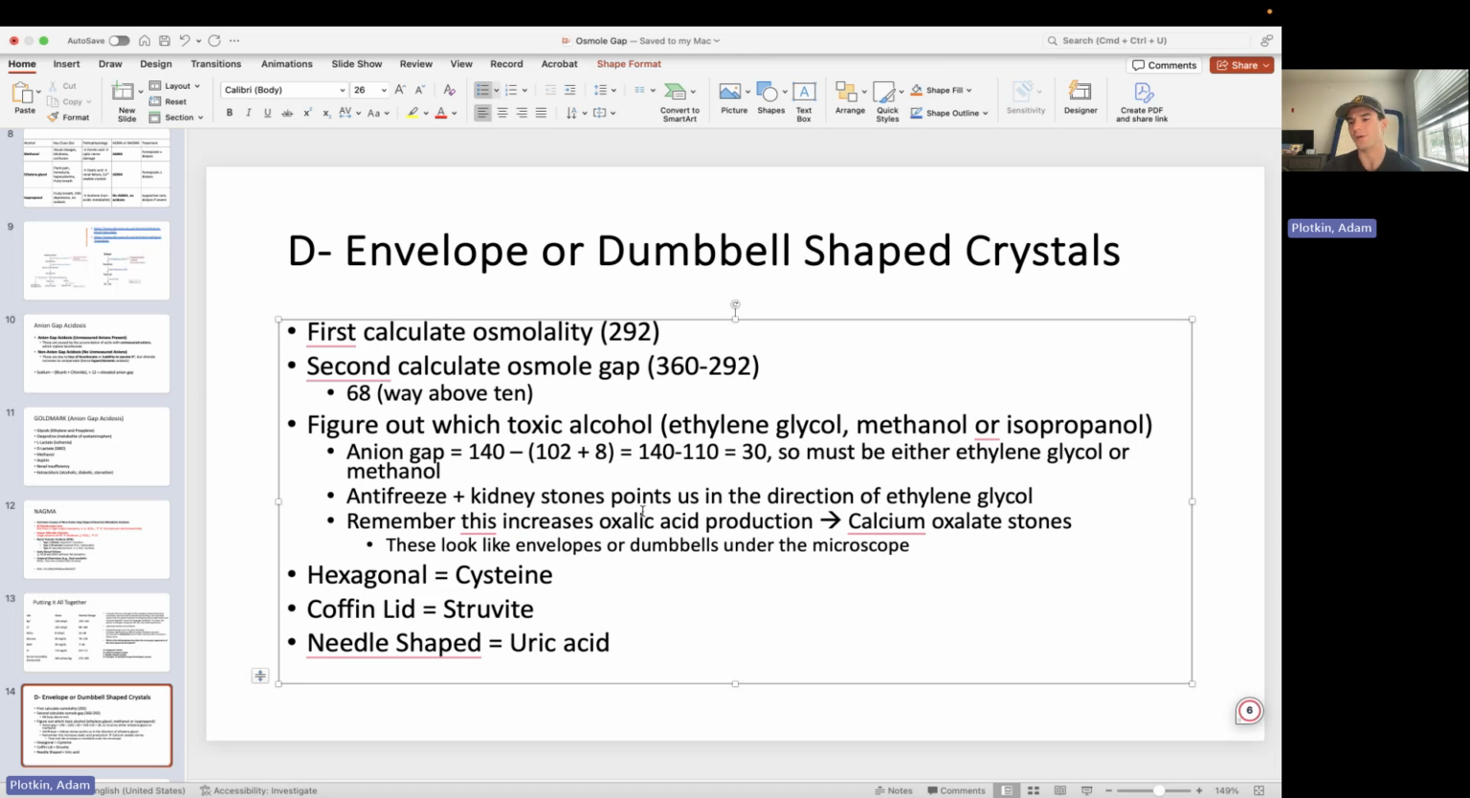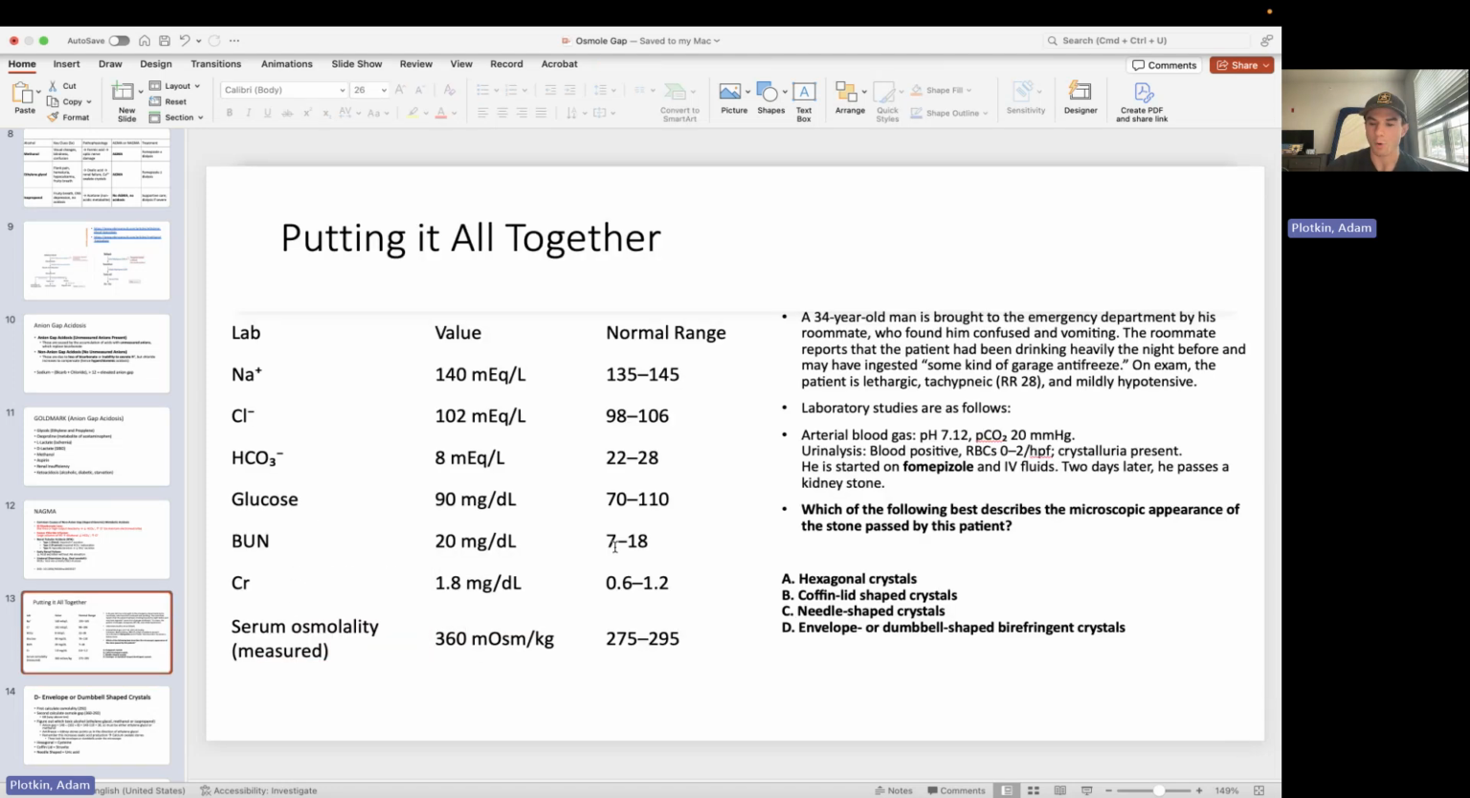We need to then do the final nail in the coffin, and we need to say, okay, remember, calcium oxalate stones, they look like envelopes or dumbbells, right? Hexagonal are going to be cysteine, coffin lid are going to be struvite, needle shaped are going to be uric acid. I will go back because I've mentioned this in previous lectures too.